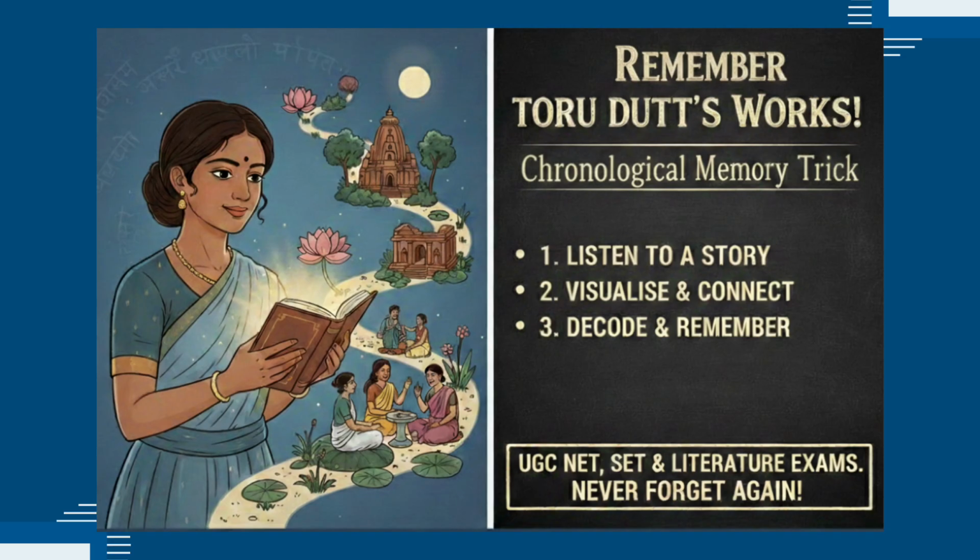In this video, I'm going to show you how to memorize and remember the important works of Toru Dutt, an Indian poet, novelist, and translator, in chronological order using a simple story-based memory technique. So, before we begin, let me quickly explain how this trick works. I'll first tell you a short story. You just listen to the story carefully and visualize the story along with me.